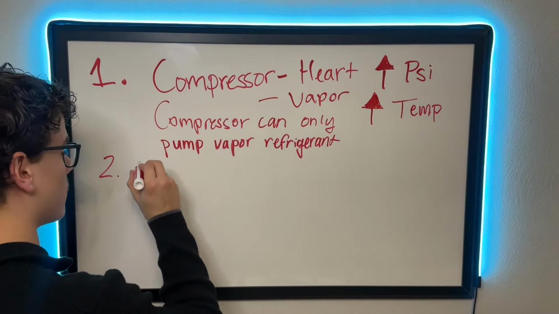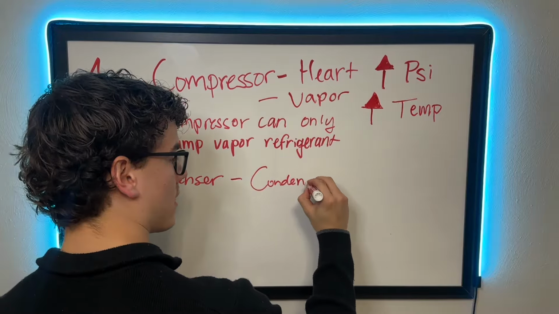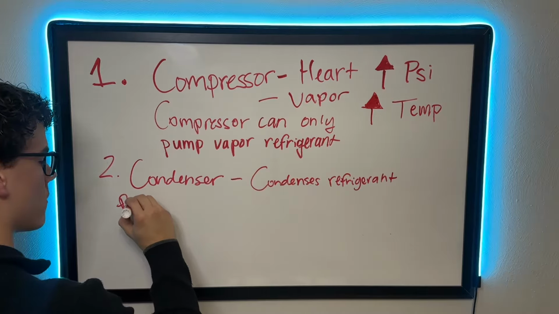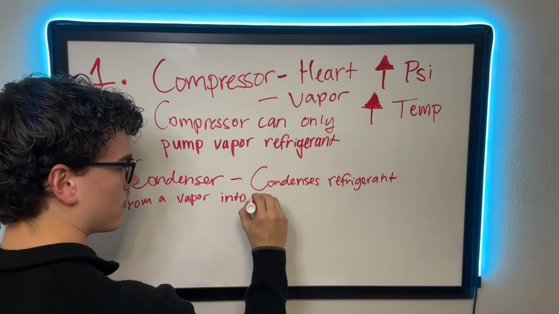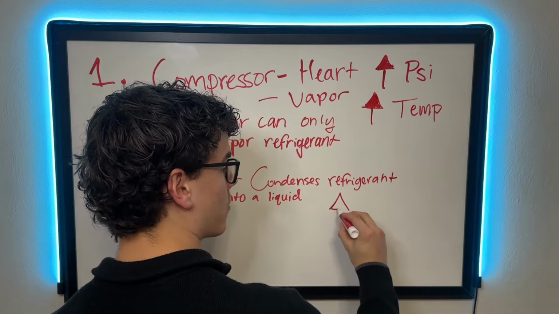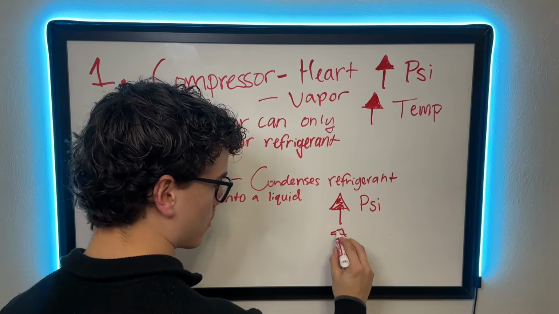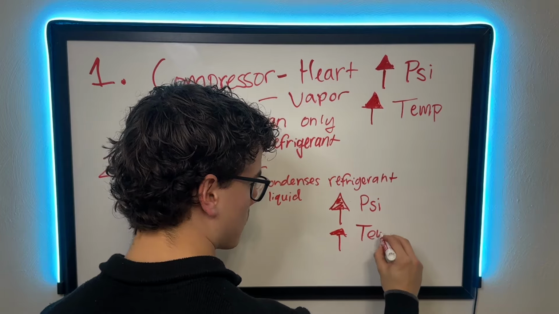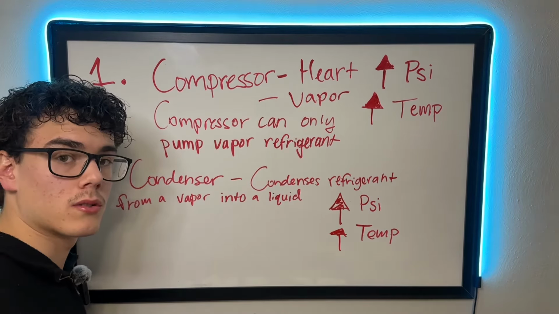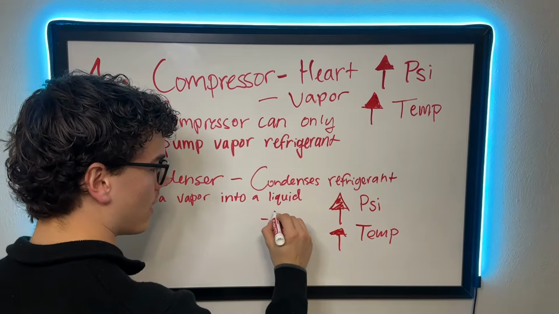The second part of the cycle is the condenser. And it does exactly what it says it does. It condenses the refrigerant from a vapor into a liquid. And in the condenser, the refrigerant is a high pressure, high temperature, but in the condenser, since it's taking it from a vapor to a liquid, the refrigerant state in the condenser is going to be a liquid.